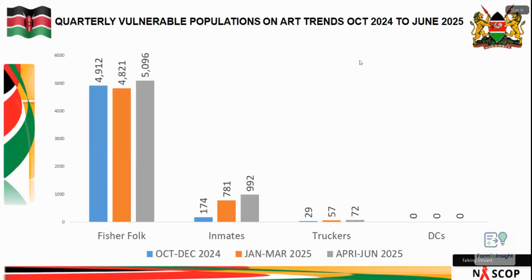So that is a snapshot of data on KHIS, and you can see when we are losing clients on ART, especially who are key populations or vulnerable population, then that becomes a concern to the national program because we will not be closing the tap of elimination.